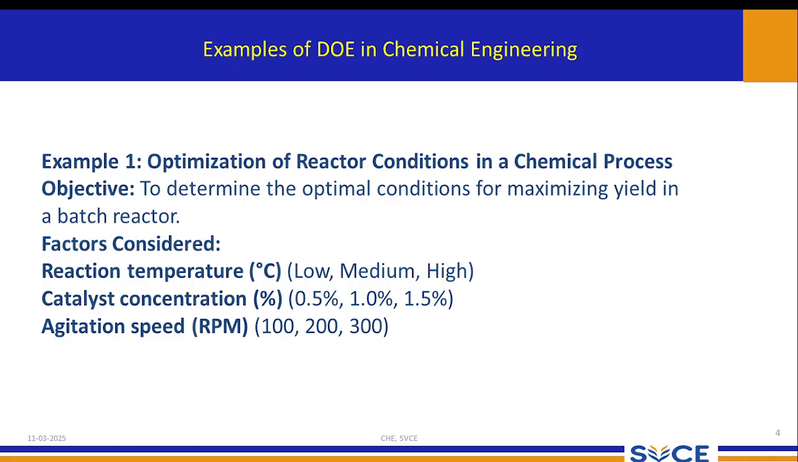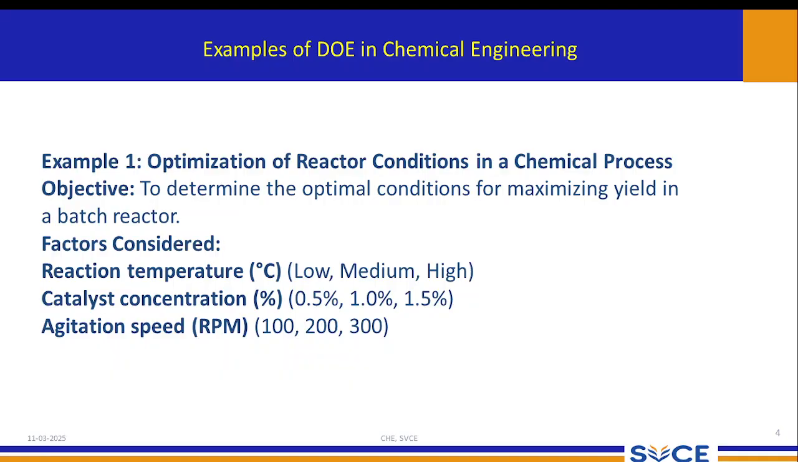So the optimization of reactor condition is very important because you are optimizing the process as well as the point so that the yield will be more. The point what I mean is this yield. So determine the optimal condition for maximizing the yield in a batch reactor. Let's assume a batch reactor. In that I want to know the optimum condition, so that if I run the batch reactor in optimized condition, I will get a maximum yield with low energy consumption.